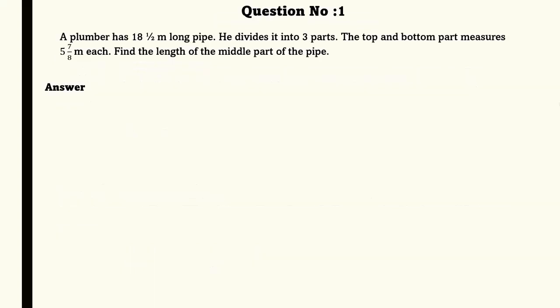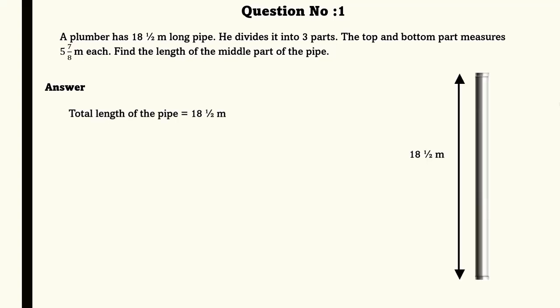Question number 1. A plumber has an 18 1 by 2 meter long pipe. He divides it into three parts. The top part and the bottom part measure 5 7 by 8 meter each. Find the length of the middle part of the pipe.